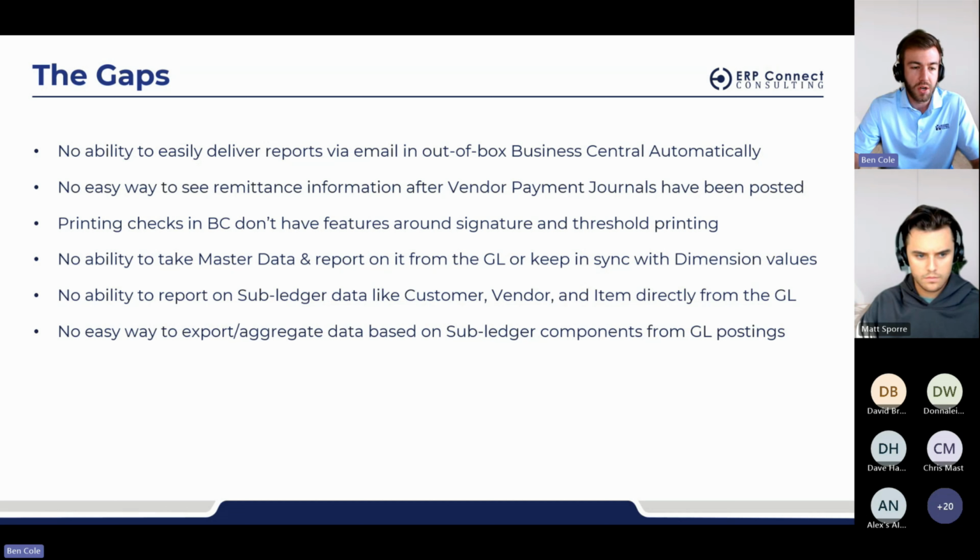Again, one of the gaps here is there's not an easy way to link subledger and general ledger data when it comes to things like customers, vendors, items, resources, salespeople, a slew of things that we'll talk about today. And also the gap of not being able to export and aggregate data based on these subledger components directly from the general ledger.